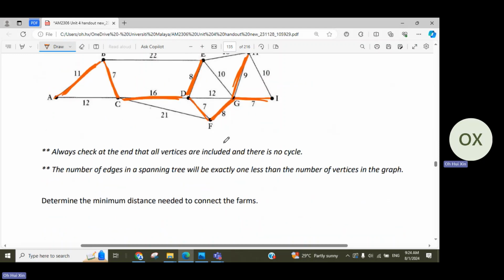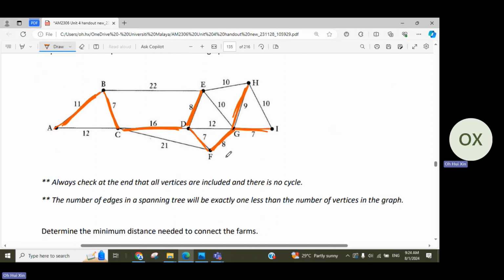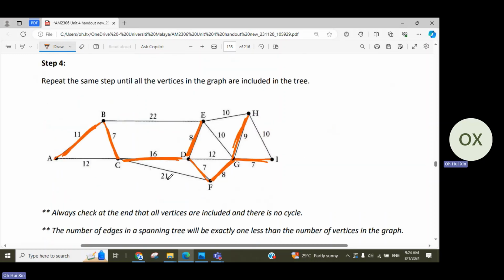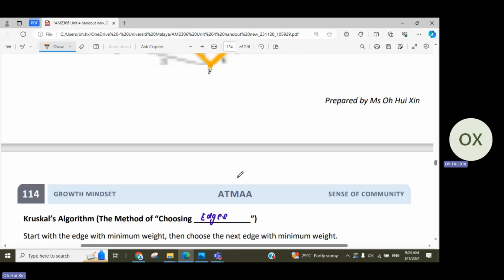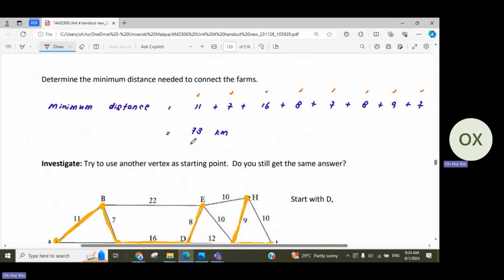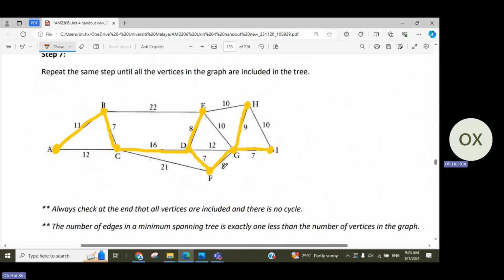This is actually the same example that we used just now. You realize that the answer that you get here is exactly the same answer that you get over here. So it's exactly the same thing, regardless of what algorithm you are using.